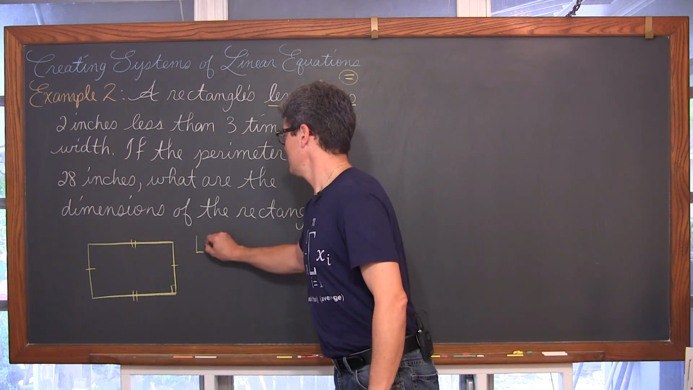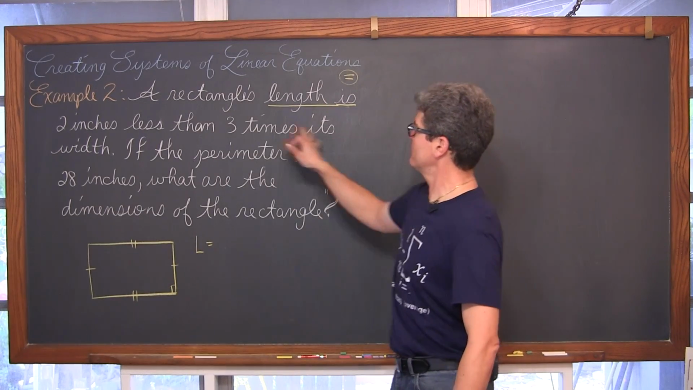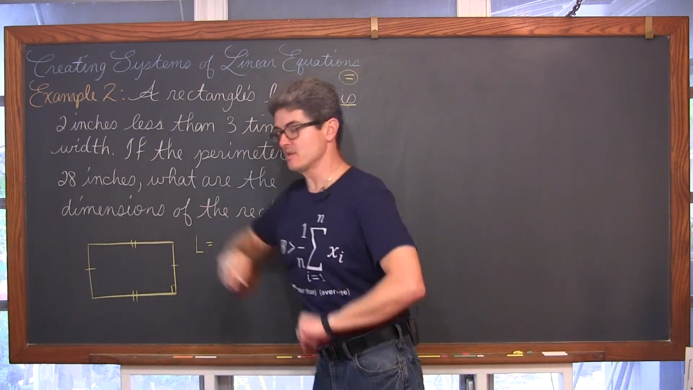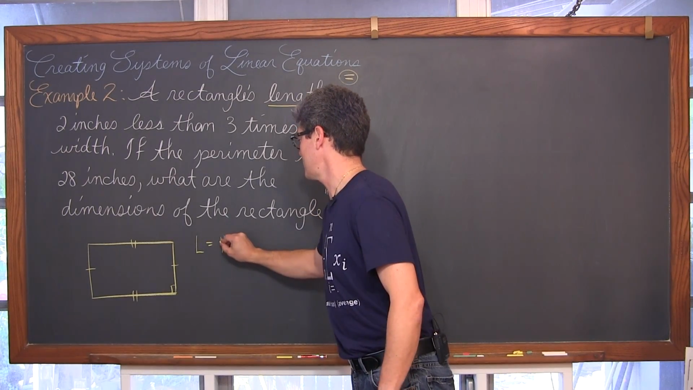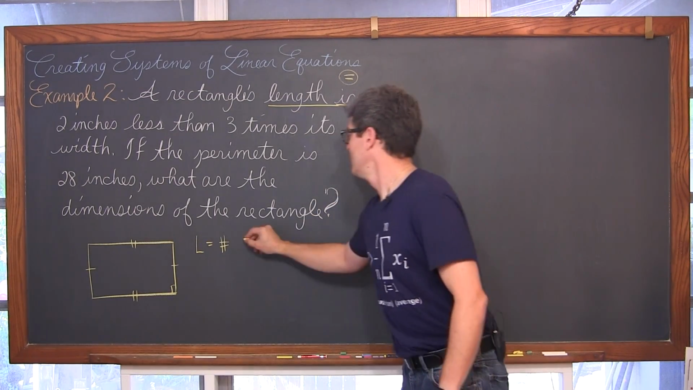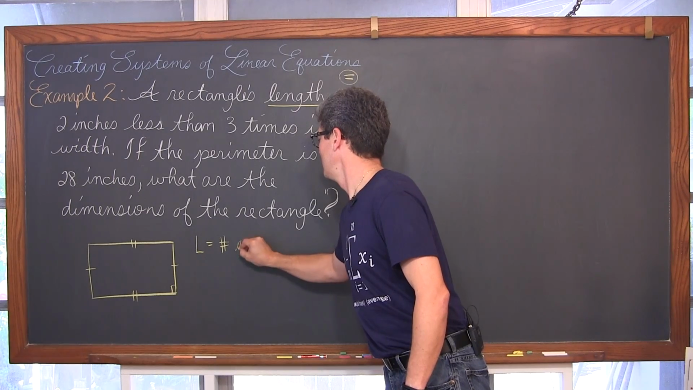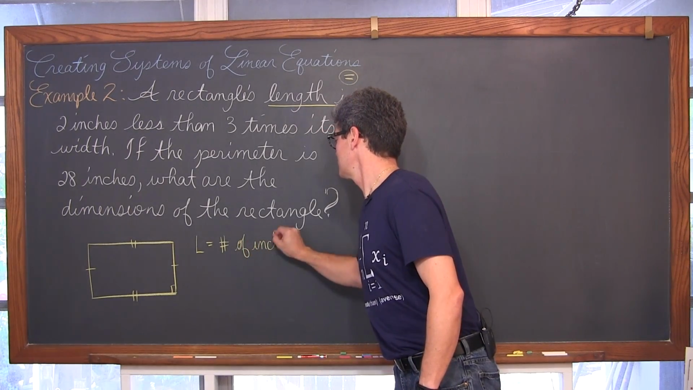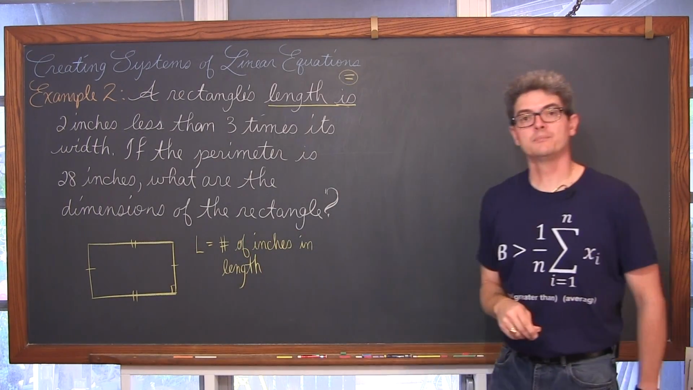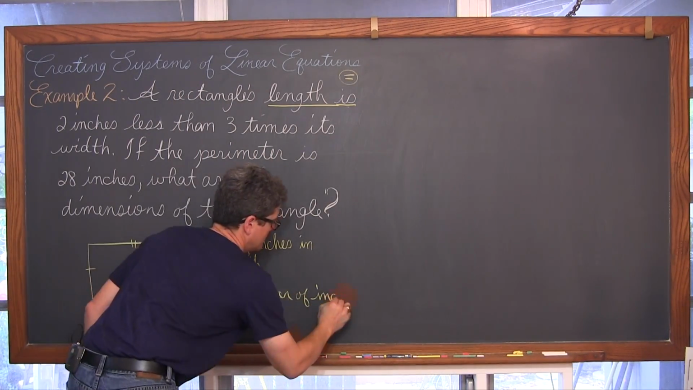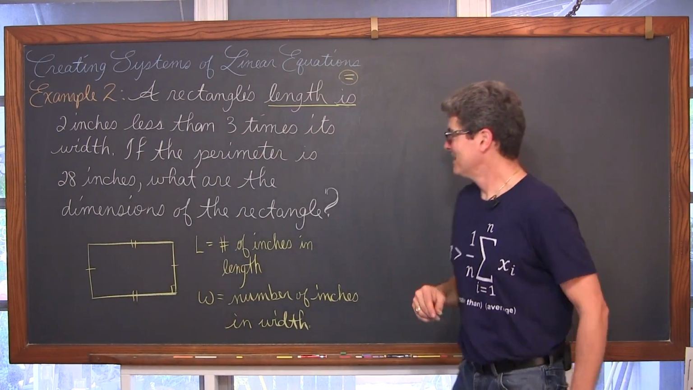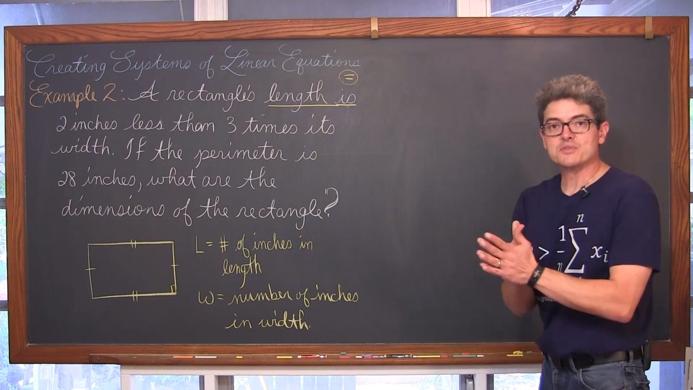So L is going to be equal to, where's my unit of measure? Inches. So L is the number, well, I'm going to write the pound sign, I'll write the word next time, number of inches in length, and then W, well, that'll be the width. Awesome. Well, now the variables are defined.